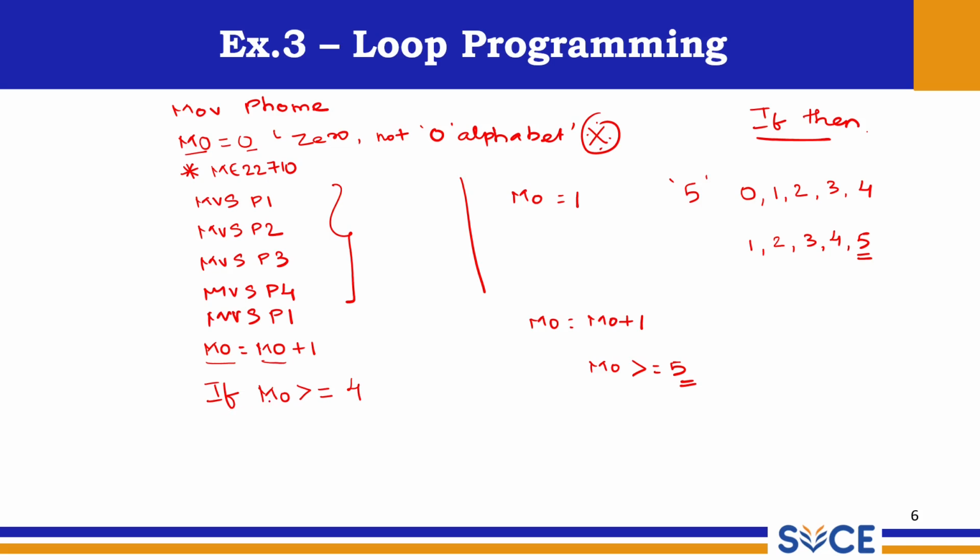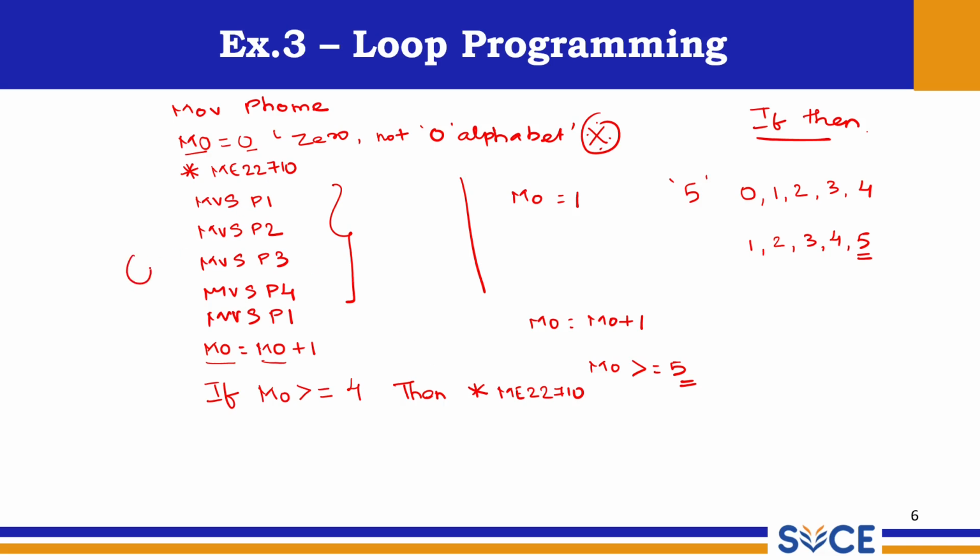If M0 is greater than or equal to 4, then what is it supposed to do? Go to. You can use here go to or asterisk. The moment you type asterisk, by default the program will go and give the program number, ME22710. Okay, so here 4. Now this will get executed. It will cross check. Now its value is 1, right? Then it will go back to this.